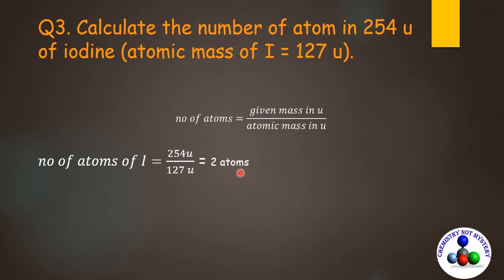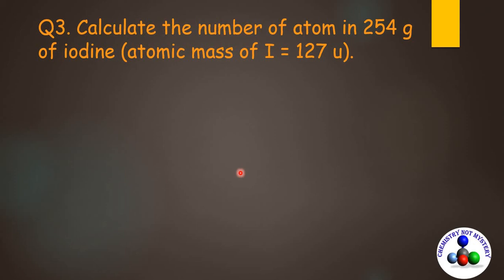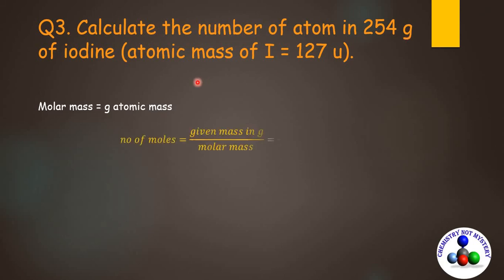Now come to the next question. Calculate the number of atoms in 254 grams of iodine. Read it carefully. Here you have to calculate the number of atoms in 254 grams of iodine. So first you have to calculate the number of moles present in it, then only you will be able to calculate the number of atoms.